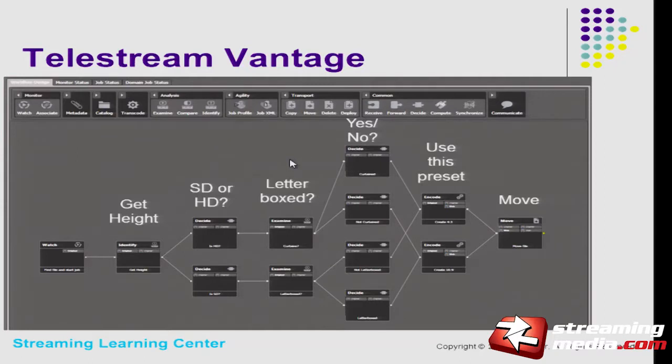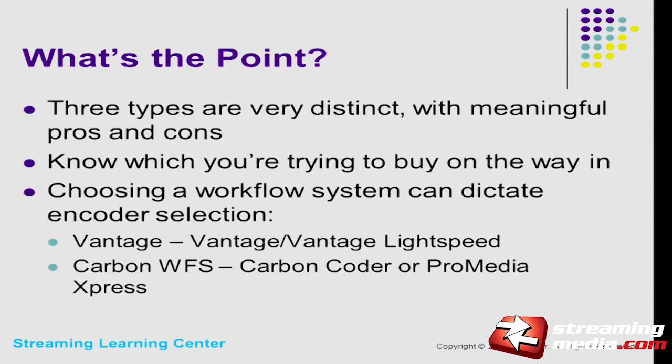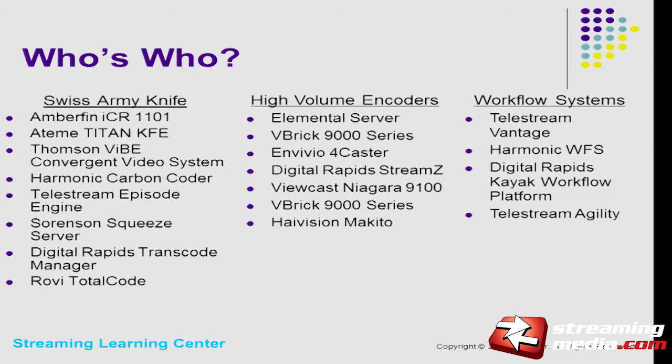Same thing with Vantage. Vantage has two encoders you can use. One's GPU accelerated, one's software only. And then Digital Rapids, they've got a lot of encoders, but typically you're going to want to buy a Digital Rapids encoder if you're going to use the Kayak workflow system. So if you decide to go the workflow system route, you're going to have a lot fewer choices on the encoding side. Who's who? This is a partial list of products in the respective categories that they're in.